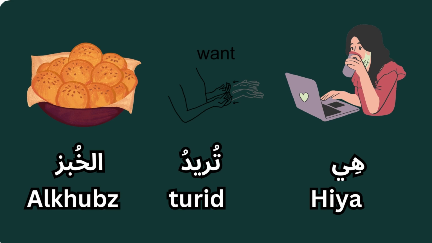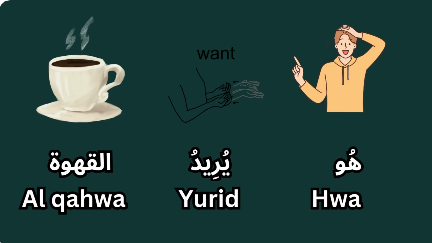A very simple sentence. هي تريد الخبز. So she wants bread. Repeat after me. هي تريد الخبز. أحسنتم. For he wants coffee, for example, it's هو يريد القهوة. Repeat after me. هو يريد القهوة. Good job.